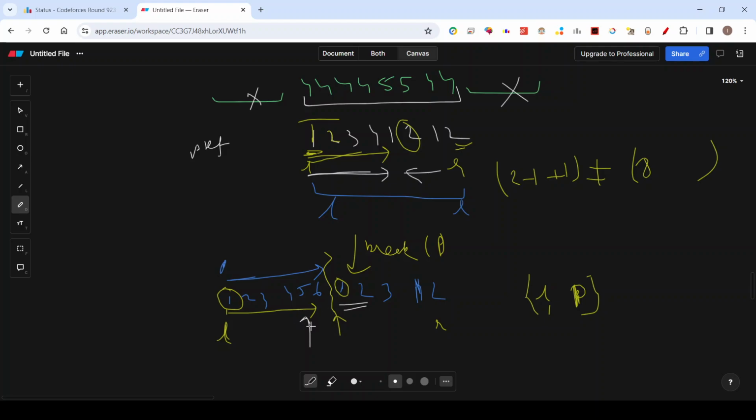If my mid value is in this range, then I would try to maximize the mid lower point. Otherwise, if it is in this range, I would minimize the lower point. So just let me now show you my code. Then it will be much clearer.